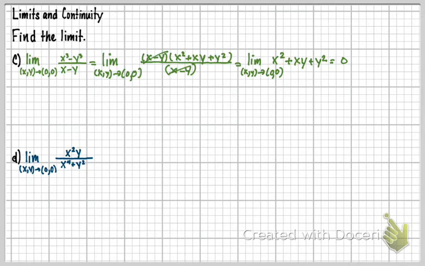Come to find out, this one actually doesn't exist. And I know that because I'm used to seeing these types. These are one of the more fancy types. So you could try a few things, and if you can't get anywhere and it looks complicated enough, you might say, let me see if I can find some paths. And maybe I can find one that doesn't work. All right, so there is one here that we can try.